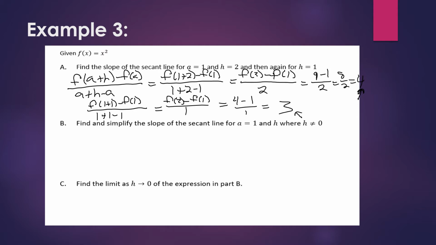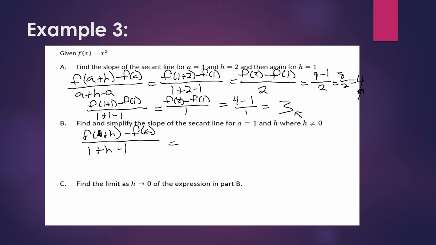So for B, they ask us to find and simplify the slope of a secant line for a equals 1 and h, where h is not 0. So we're not going to plug in a particular value for h, we're just going to leave it as a variable. So we're looking at f of a plus h, I guess 1 plus h, we already know that a is 1, minus f of a, all over 1 plus h minus 1.